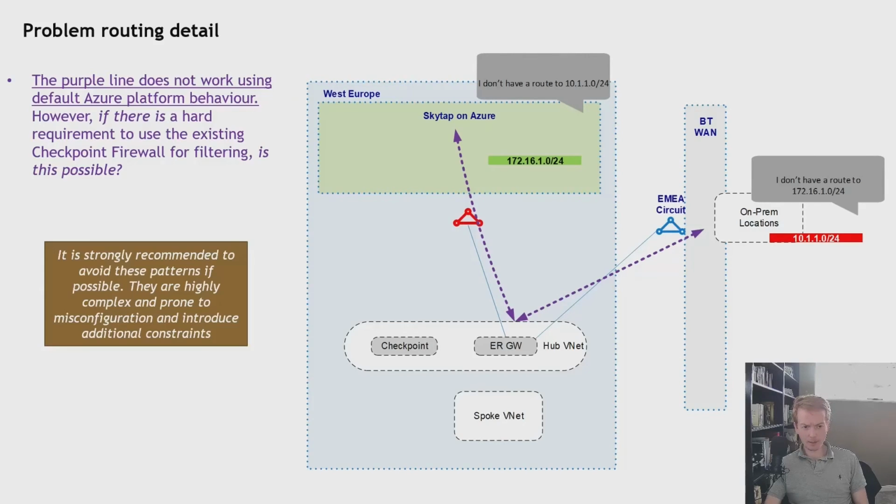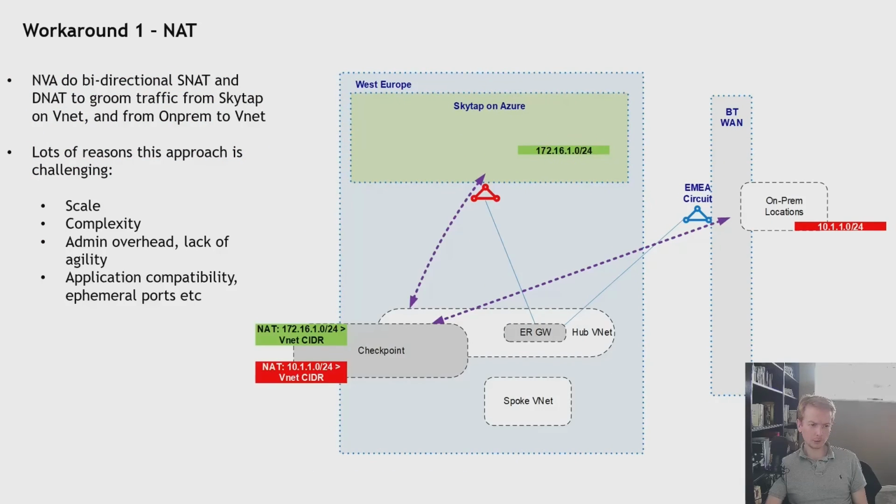In this diagram here, I'm explaining how the 172 range on Skytap isn't known by the 10 range on premises and vice versa because of what we talked about before. The first workaround that we can do is to use network address translation. So in this example, I've got a Checkpoint firewall and I'm configuring it to translate all of those 172 IPs to IP addresses in the VNet and vice versa. Now, this does technically work on paper. There's a lot of caveats here. It works generally on a one-to-one IP basis.